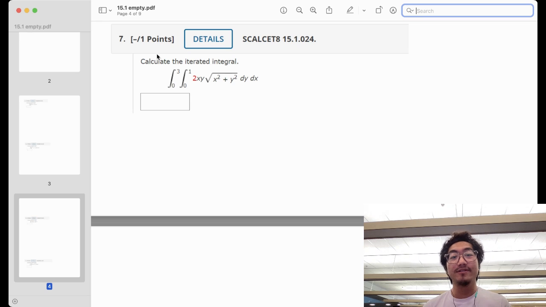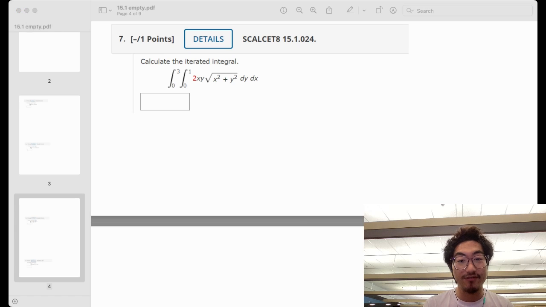So this particular one is the area over the rectangular region. It's not asking you to reverse the order and then integrate. There's no need to do that.